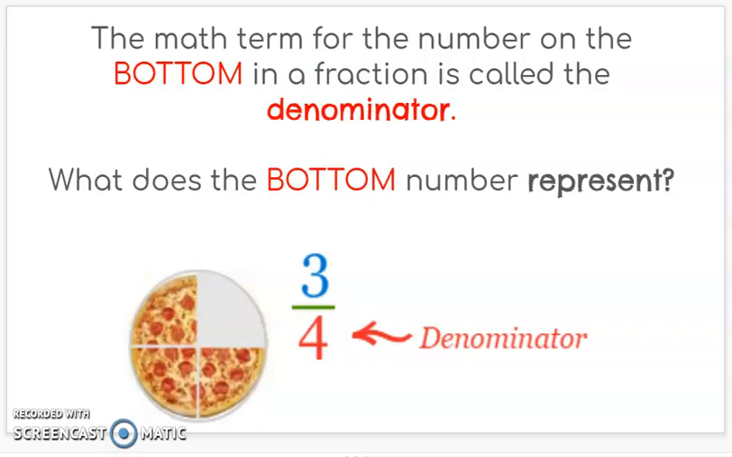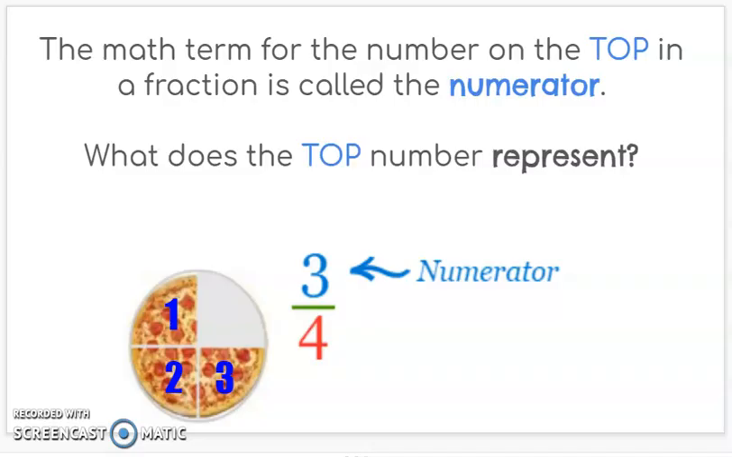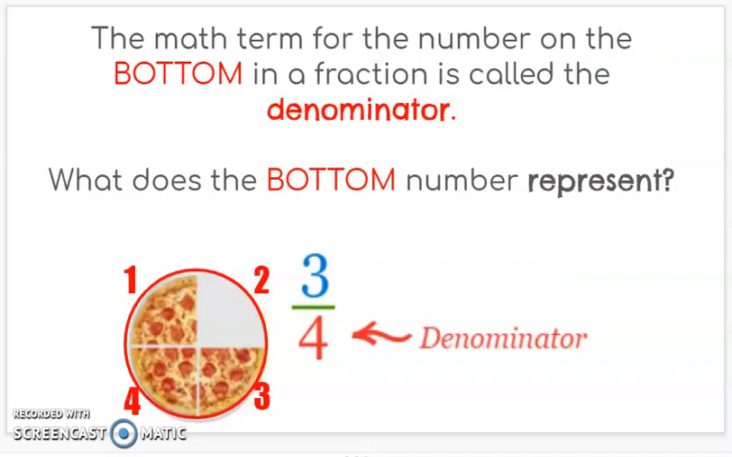Now the math term for the number on the bottom in a fraction is called the denominator. What does the bottom number represent? It represents the unit. That bottom number 4 means we have fourths. That means we need 1, 2, 3, 4 pieces to make one whole. So the top number, again, the numerator represents how many pieces we have, and the denominator represents how many pieces we need to make one whole, or what the unit is of that fraction.